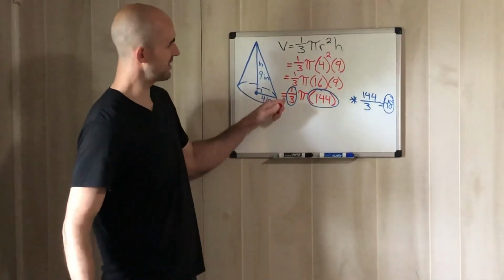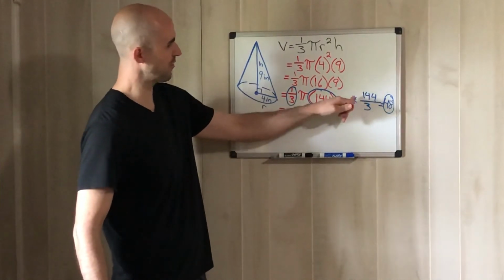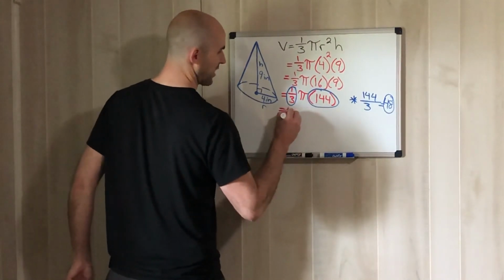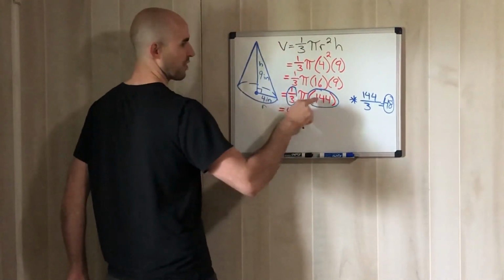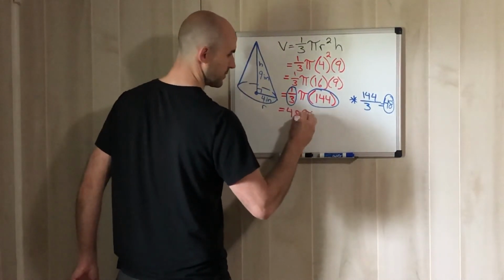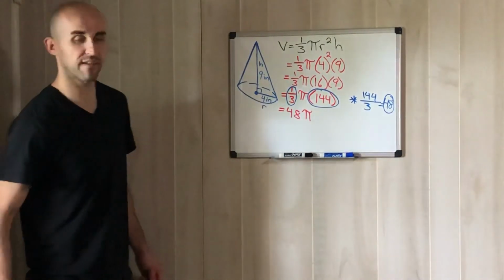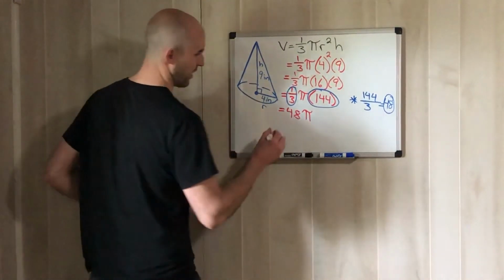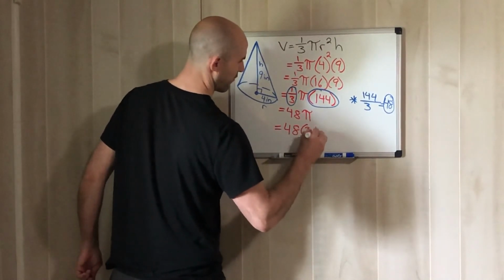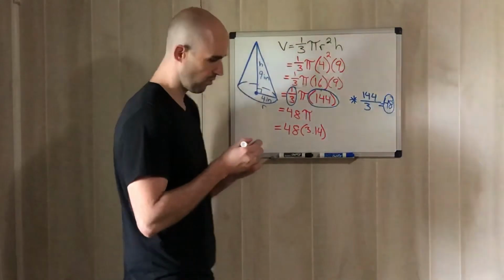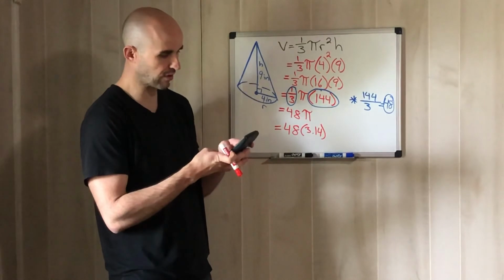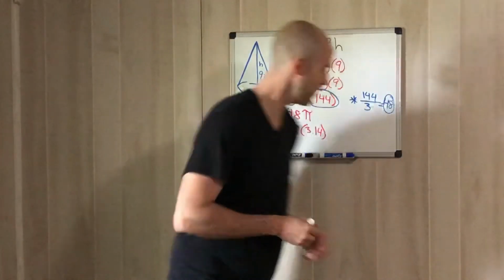Since it's a third of 144, we did 144 divided by 3, and 144 divided by 3 was 48. So a third of 144 was 48. And bring down the pi. Now that you have that, it's just multiplying this out. We have 48 times 3.14, and once we do 48 times 3.14, it's going to give us 150.72.